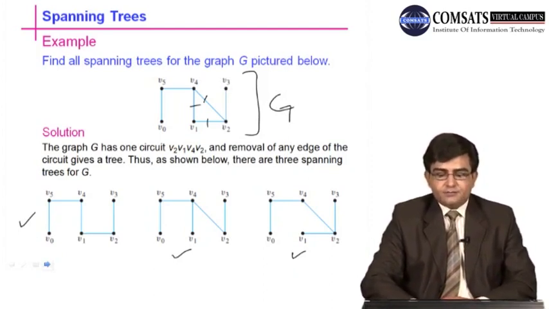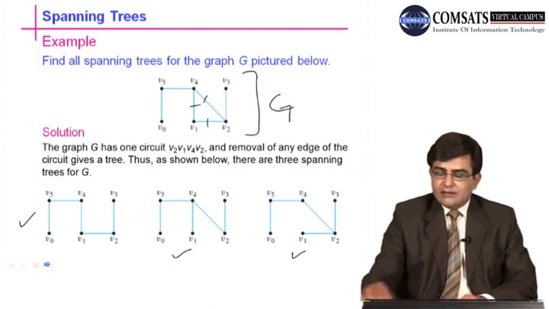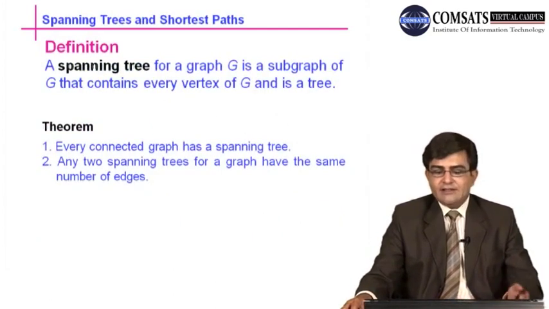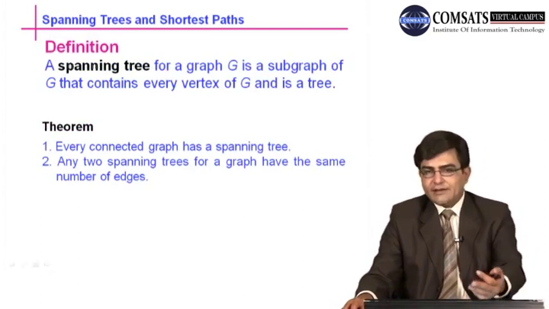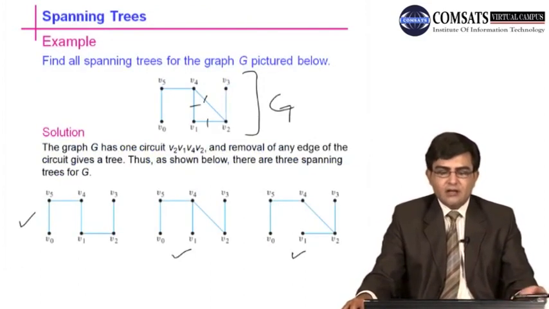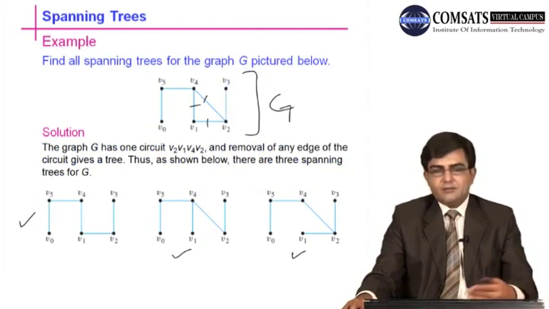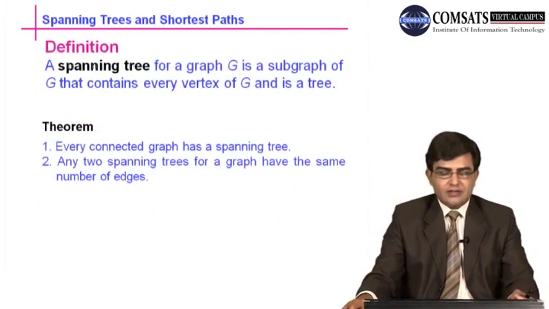And you can see that in a theorem, every connected graph has a spanning tree. So this graph was connected, so it has a spanning tree. We can say that this result is true, and there is a proof of this result also. You can see the proof.